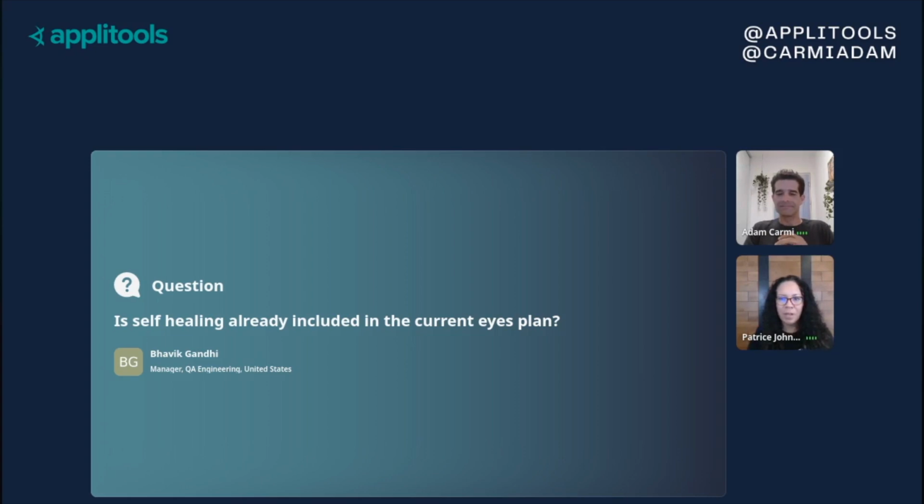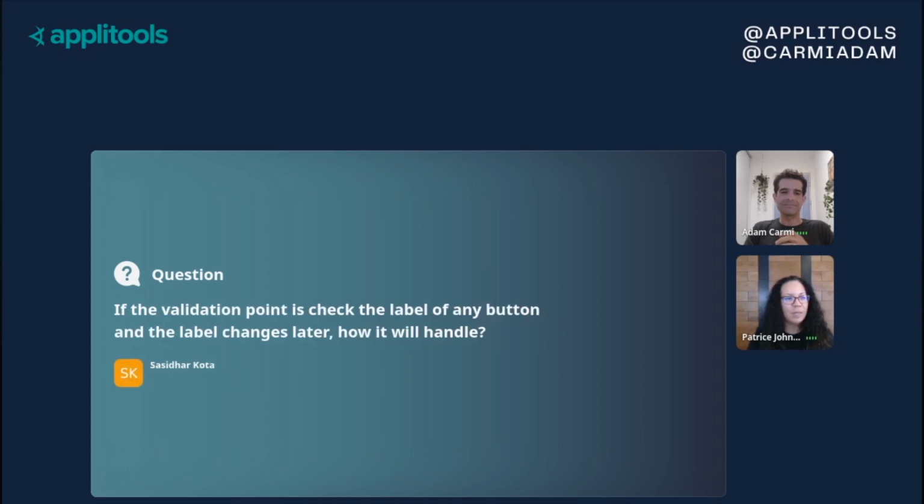Okay. All right. So the next one we have is, if the validation point is to check the label of a button and the label changes later, how will it handle that? So if you have an assertion on the label and the text changes, your test will fail because of that assertion. That's what will happen.